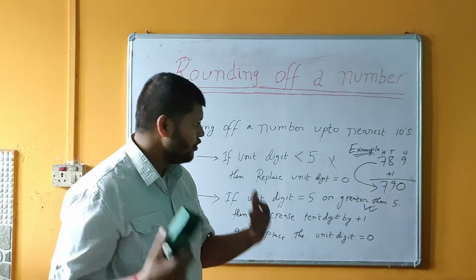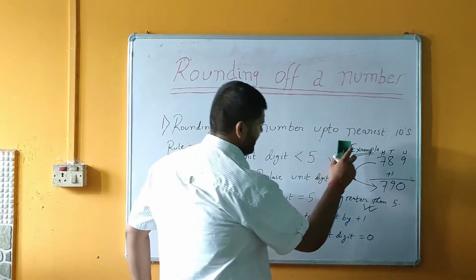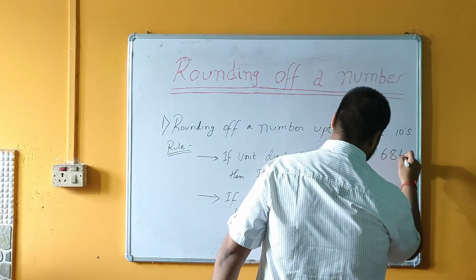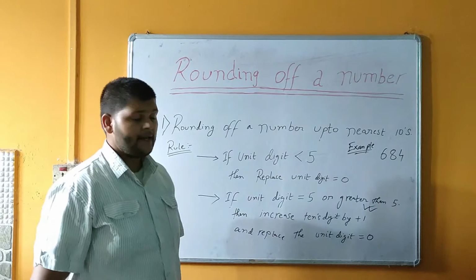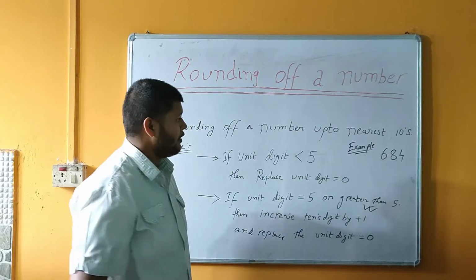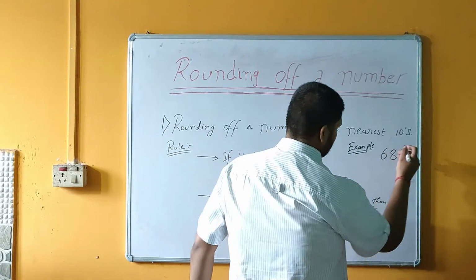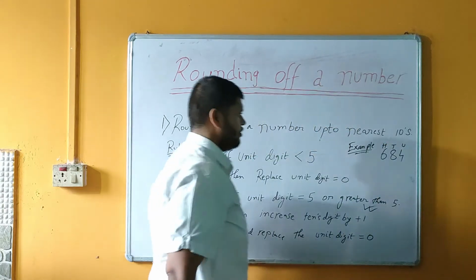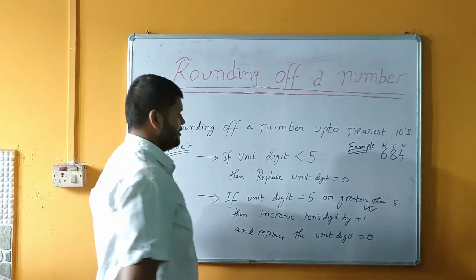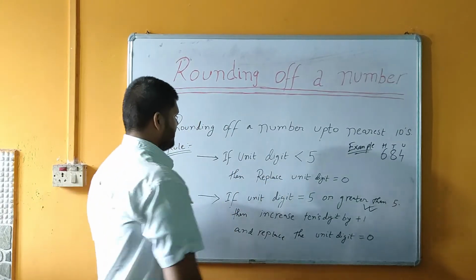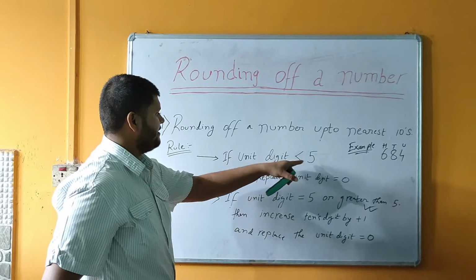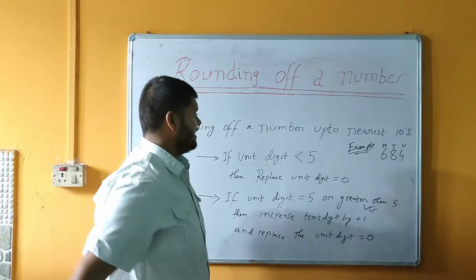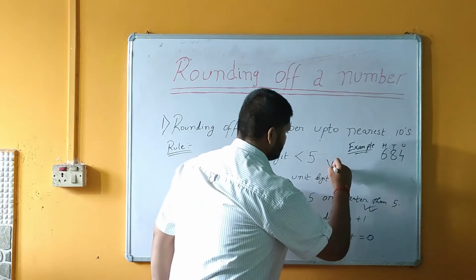Now we will take some more examples for the sake of understanding. I am erasing this here. Suppose I am taking 684. So this is one given number. First and foremost, you have to name the digits. This is the unit, this is the tens, and this is the hundreds. After naming, you have to read this rule. Here, unit digit less than 5. Here, the unit digit is 4, which is less than 5. That means this condition is true.